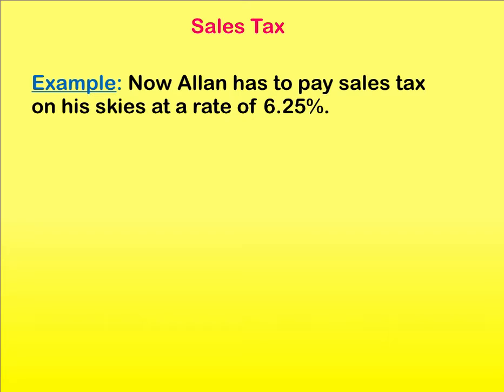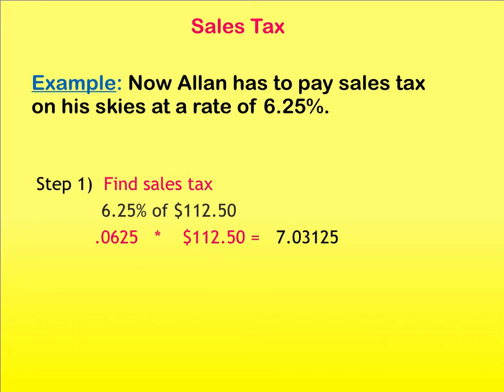So Alan does live in Massachusetts, and that's the sales tax he has to pay on his skis. So to find the sales tax, we take 6.25% of the $112.50. Remember, he got the skis on sale. We already subtracted the discount. So he only pays tax on what he buys, and he's buying $112.50. So I hope you noticed of. What are we going to do? You're right, multiplication.